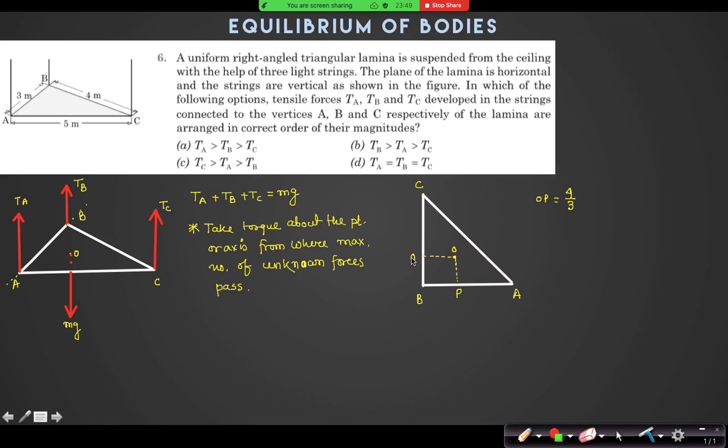Similarly, if this is Q, then what is the value of OQ? It's then 1. OQ, BA, yes, it is 3 by 3. It is 1. And suppose it is OR. What is OR then?